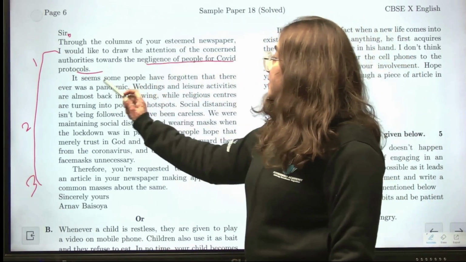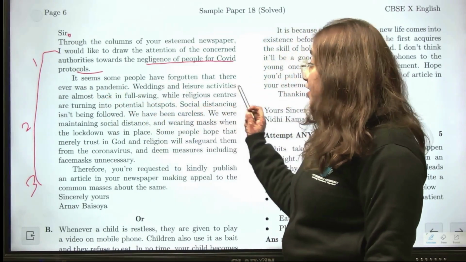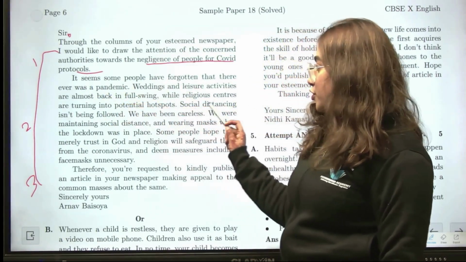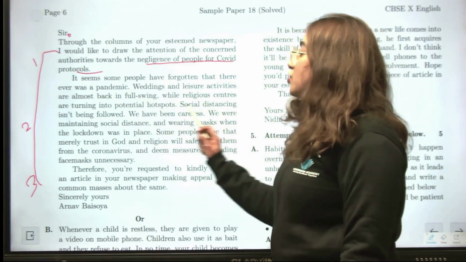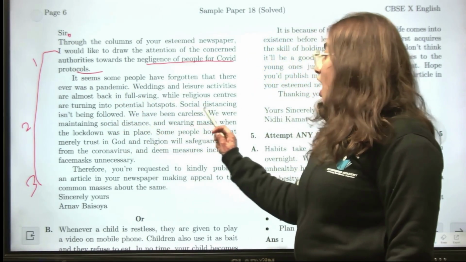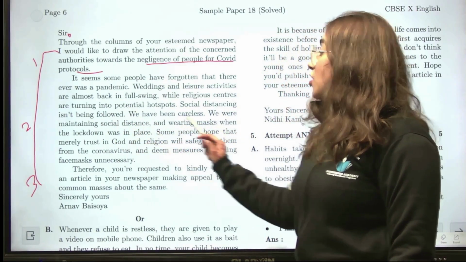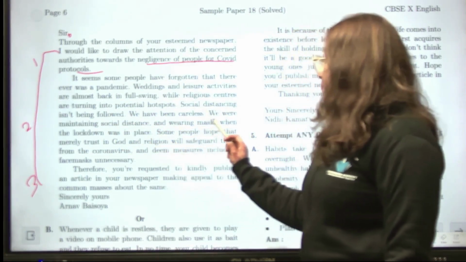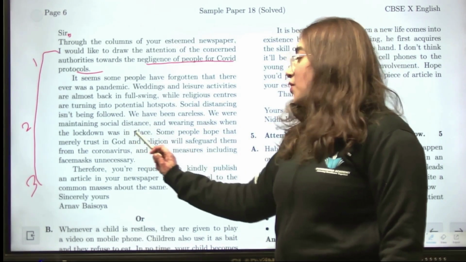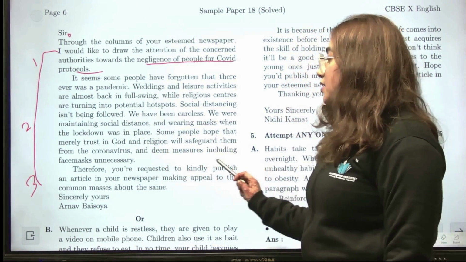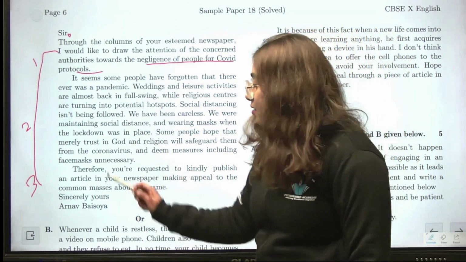Clear? It seems some people have forgotten that there ever was a pandemic. Wedding and leisure activities are almost back in full swing, while religious centers are turning into potential hotspots. Social distancing is not being followed. We have been careless. We were maintaining social distance and wearing masks when the lockdown was in place. Some people hope that merely trust in God and religion will safeguard them from coronavirus and deem measures including face masks unnecessary. फिर आता है आपका third stanza.